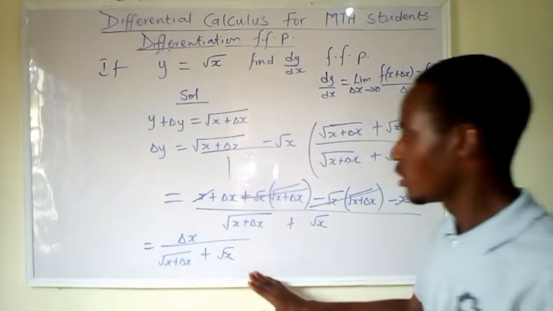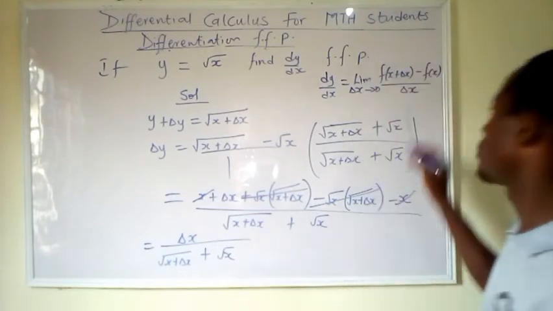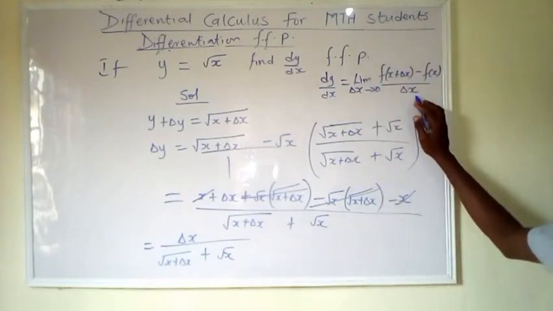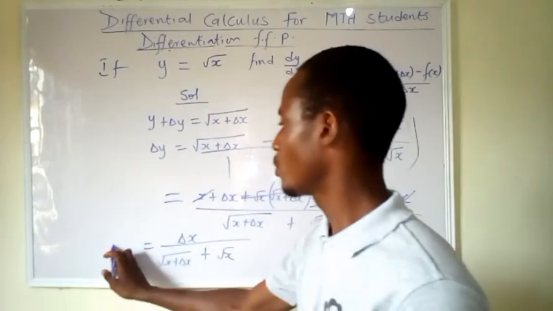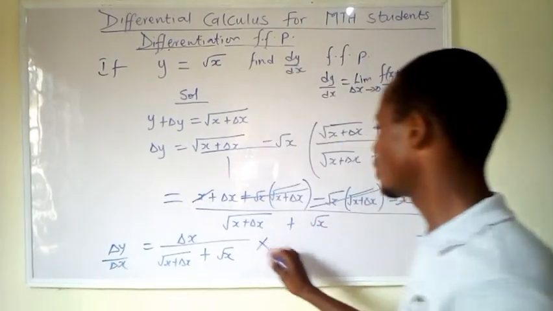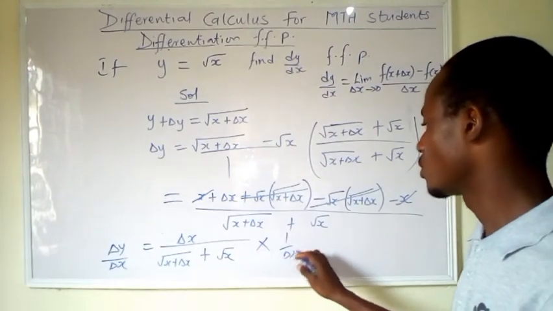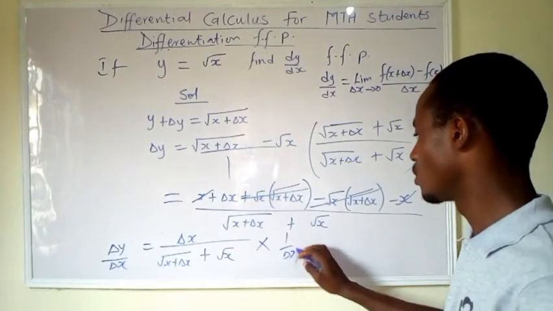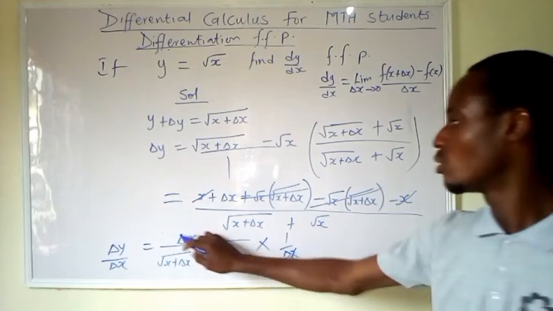So from here, what would I do? I can now continue by dividing all through by change in x. If I do that, I'm going to have change in y by change in x, times 1 over change in x. And that will give me 1 here.